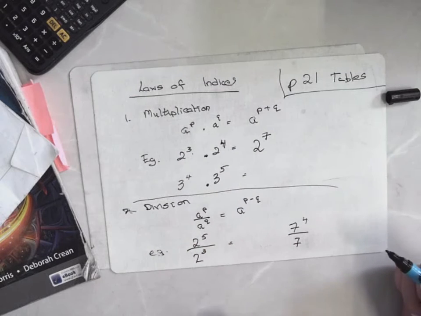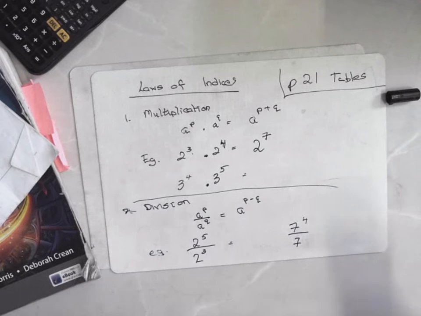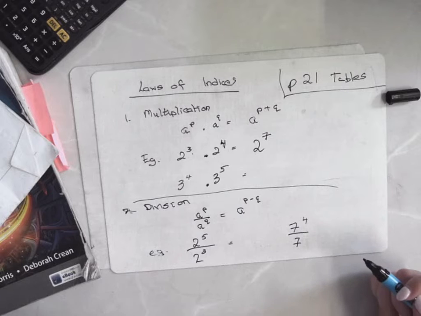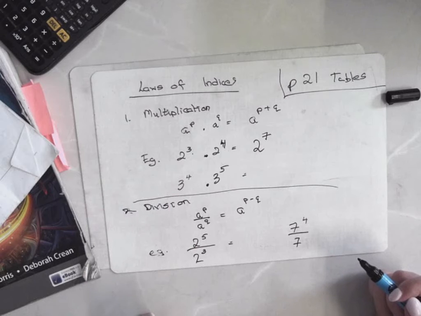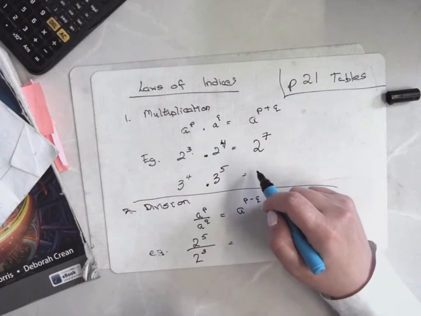See the shortcut? And guess what? 2 by 2 by 2 by 2 by 2 by 2 by 2 is 128, which is what I got a minute ago. So it's just a shortcut. Is that right? Okay. 3 to the power of 4 by 3 to the power of 5. What would that be? 3 to the power of 9.